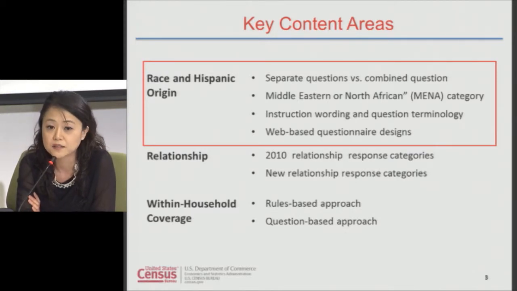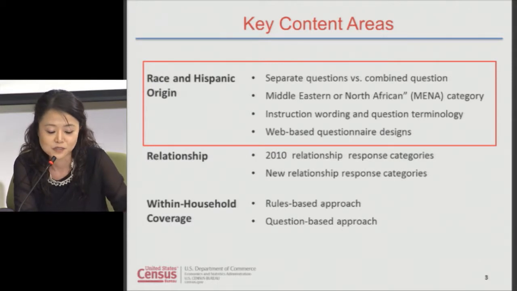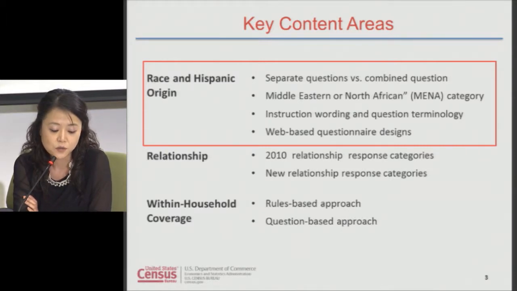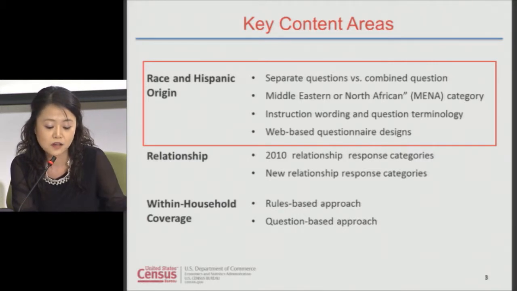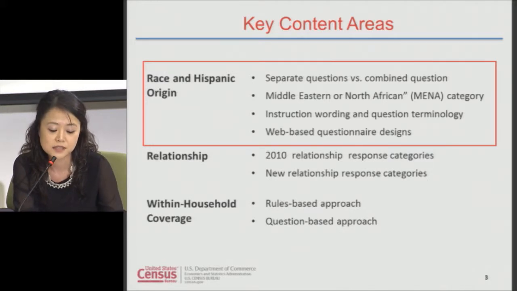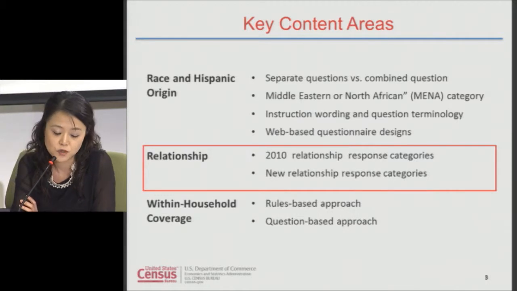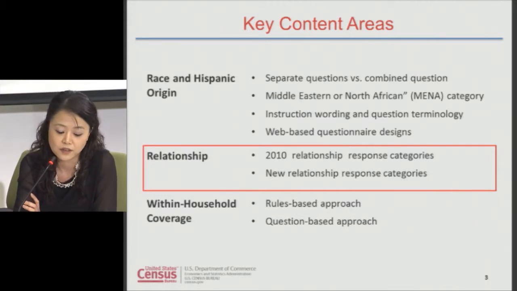the response categories, looking at ways to tabulate data for respondents of the Middle Eastern, North African, and Arab heritage, also known as MENA, as we refer to it. Also, the wording of the instructions and the terminology to optimize detailed reporting, as well as improving respondents' understanding that more than one group may be selected. We will also be using web-based technology to enhance our question designs and to optimize reporting of detailed racial and ethnic groups.